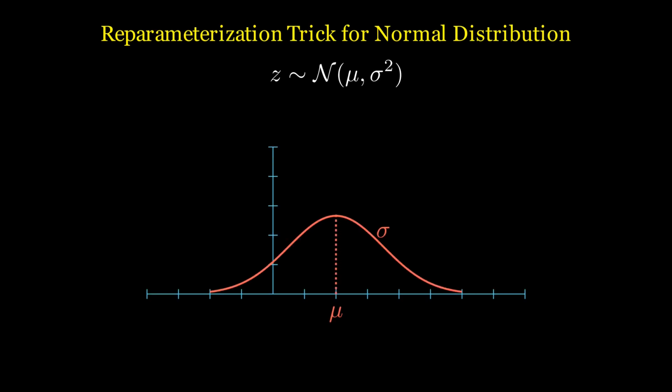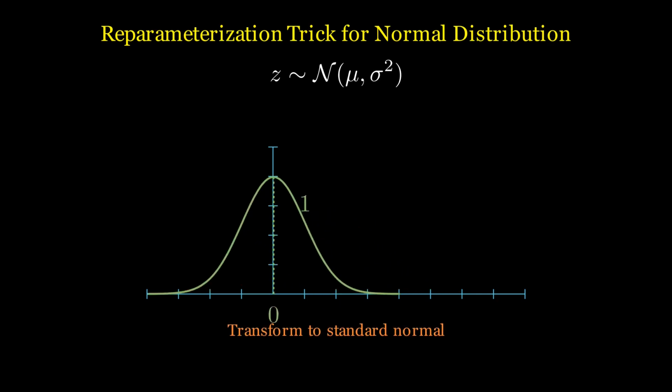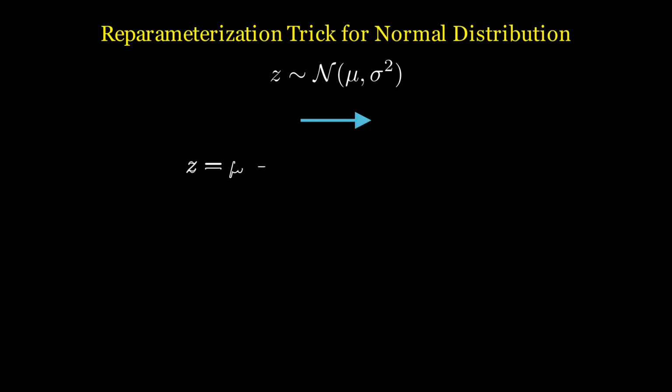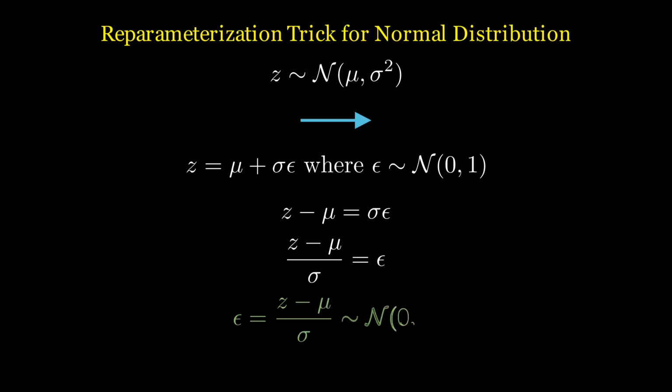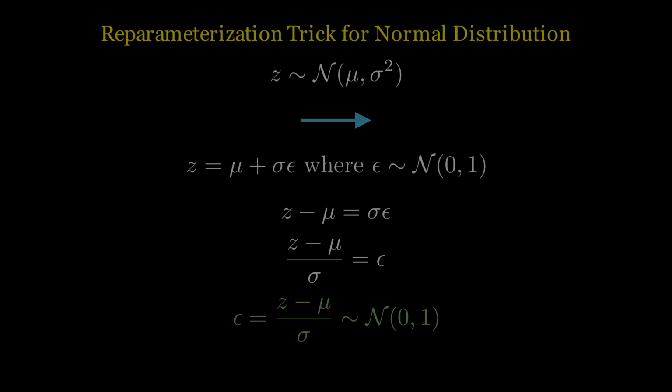The reparameterization trick is fundamental to working with normal distributions. If Z follows a normal distribution with mean mu and variance sigma squared, we can write this in a different form. Watch as we transform this distribution. We can shift and scale any normal distribution to a standard normal with mean 0 and variance 1. This gives us Z equals mu plus sigma times epsilon, where epsilon is drawn from a standard normal distribution with mean 0 and variance 1.